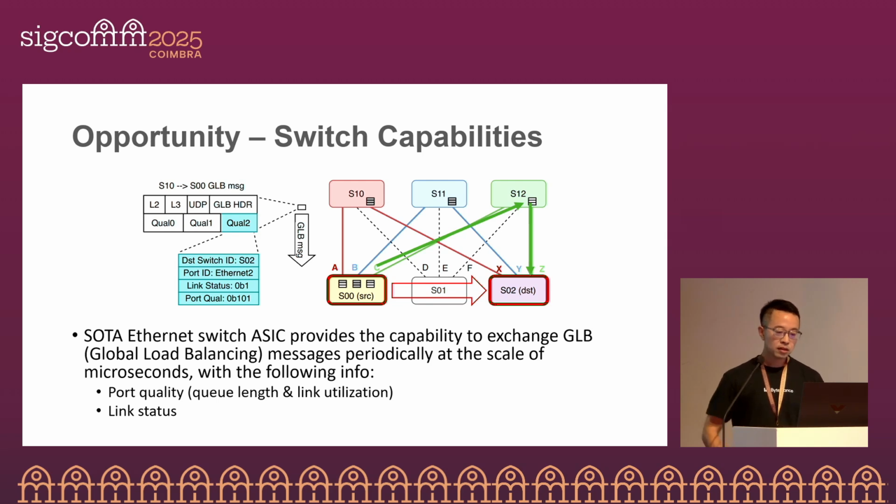Luckily, state-of-the-art Ethernet switches provide the capability to exchange GLB messages periodically on a scale of microseconds. As you can see on the left-hand side of the picture, a GLB message contains the queue length and link status of every port. Combining the local and remote information, S00 in our previous example can make the optimal choice when picking a path for the outgoing packet.